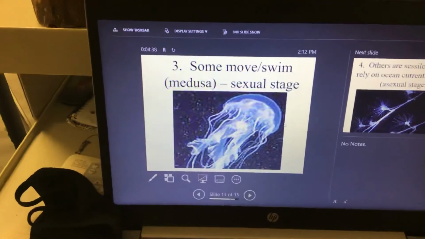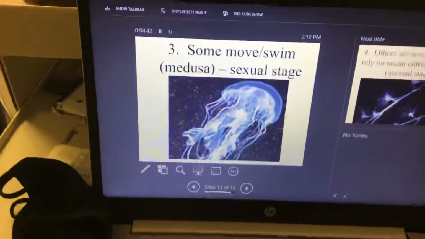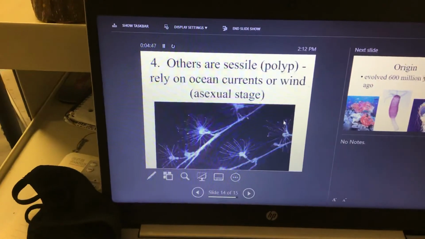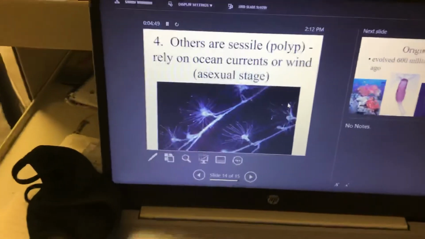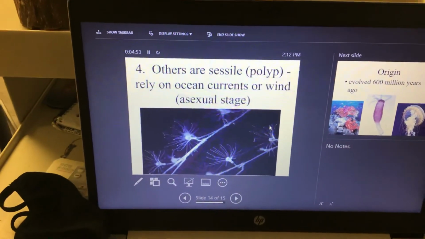Some of these cnidarians can move and swim around like the jellyfish. Others, like the sea anemone, are kind of planted down. Others are sessile. Yeah, that's just what I said. Go ahead and write this down. Or they rely on ocean current to take them.